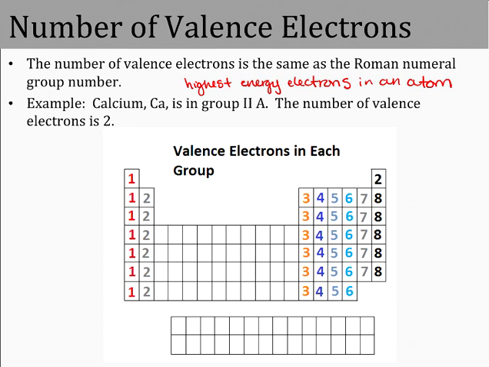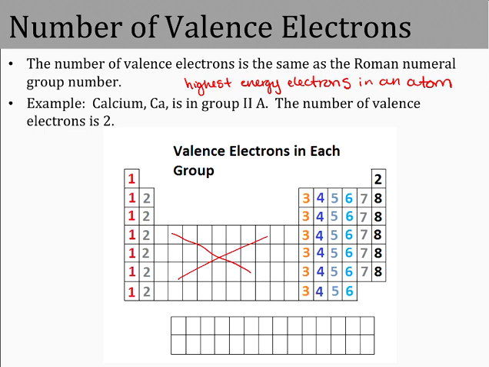And one really great trick is we can determine the number of valence electrons based on the Roman numeral group number. So down below we have a periodic table showing the number of valence electrons in each group. Now, it's only showing the valence electrons for representative elements. We're ignoring the transition elements in the middle because they kind of do their own thing. They have less predictable trends, so we tend to ignore them.